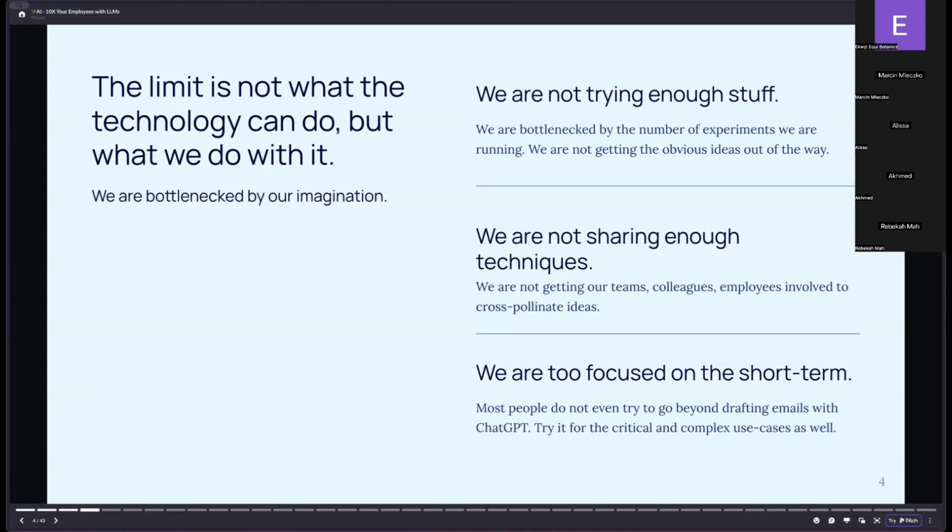And also, at the moment, most companies are really focused on the short term. So they basically only do emails, social media, text improvements. And you should try it for really critical and more complex use cases as well, but you just don't really think it could work yet. Often it's just about figuring out how it could work by giving it enough information and enough context.